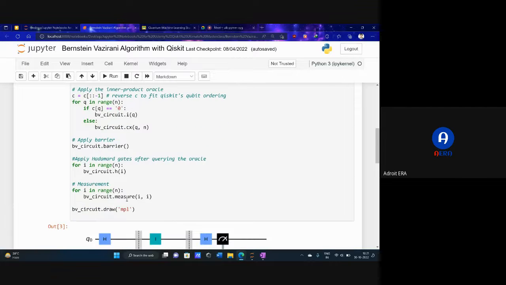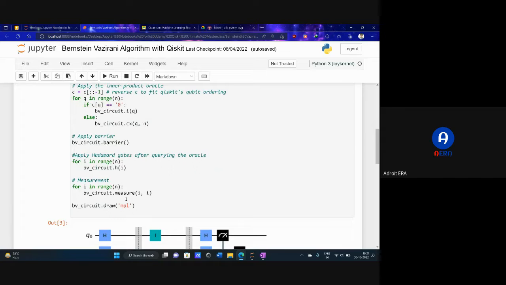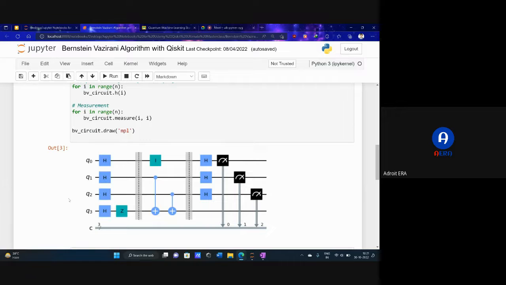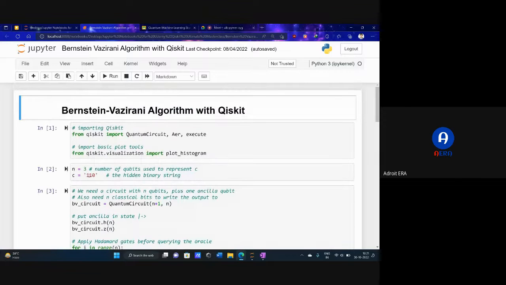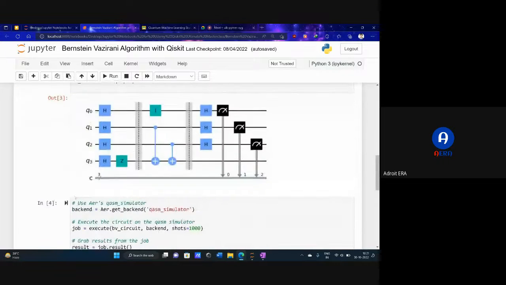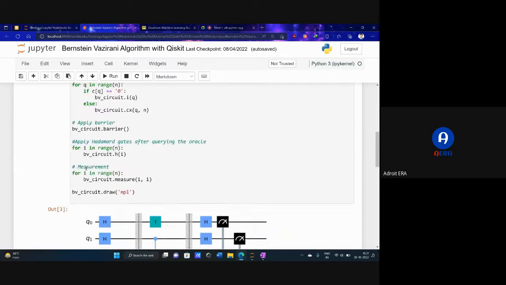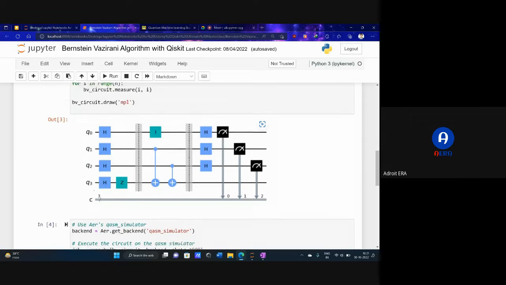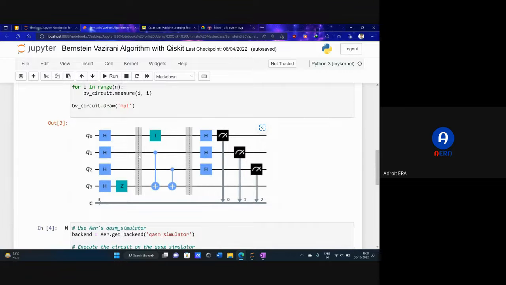Then again, you apply Hadamard to the first qubit and you do a measurement, and that's it. So this is the case. We took 0 1 1, right? If you remember, 1 1 0, we took 1 1 0. But we reversed it according to Qiskit, right? Here we reversed it, so reverse C to fit Qiskit's qubit ordering. So it became 0 1 1. Basically, if you see that 0 1 1, then here it is 1, here it is 1. Okay, 0 1 1 we are considering.